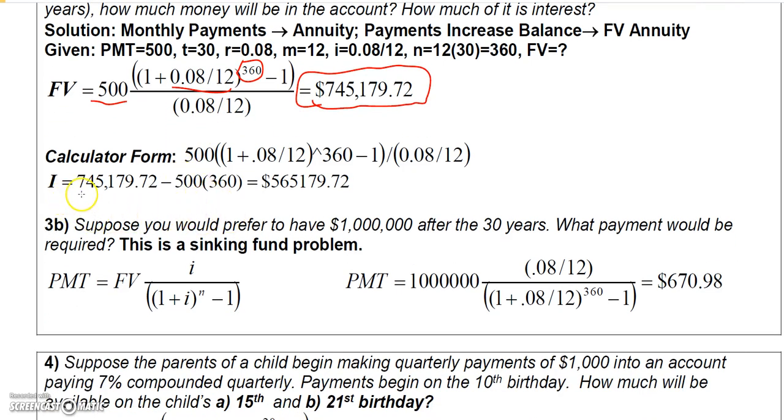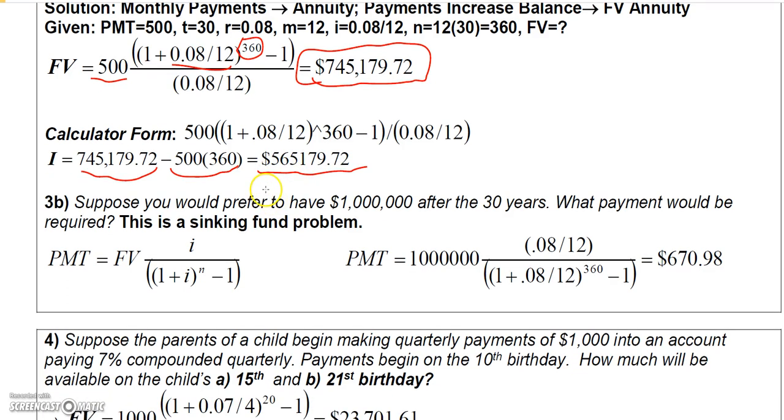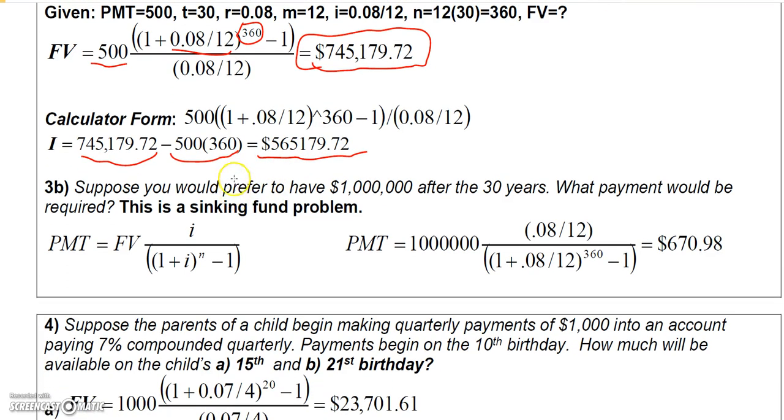And if you want to know how much interest you earned, take the future value and subtract how much you invested. You invested 360 payments of $500, so take the difference of those two, and that will tell you how much interest you earned. So you can see you earned quite a bit of interest on that investment.